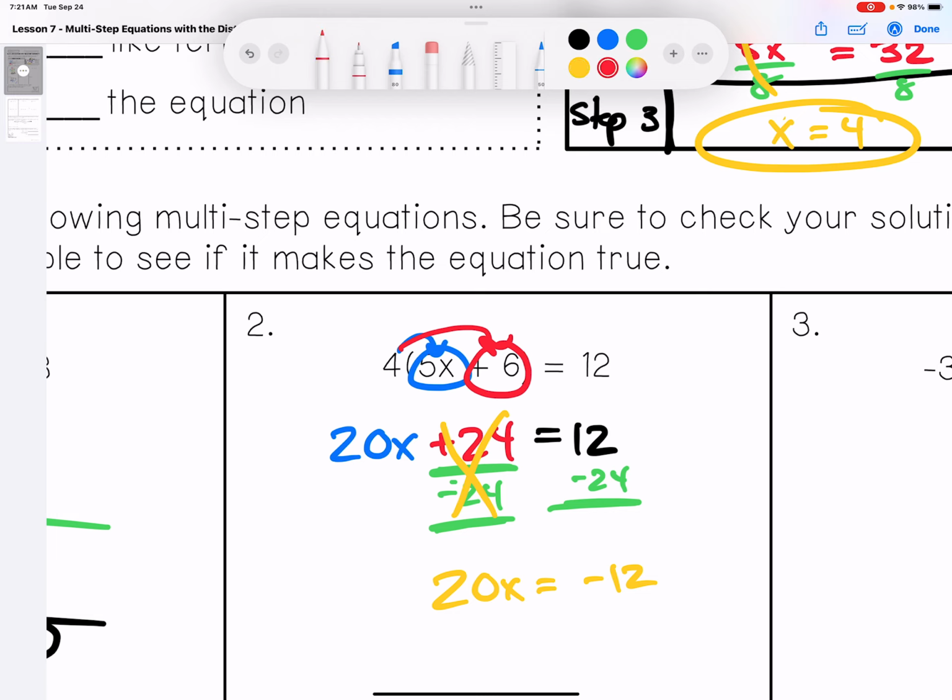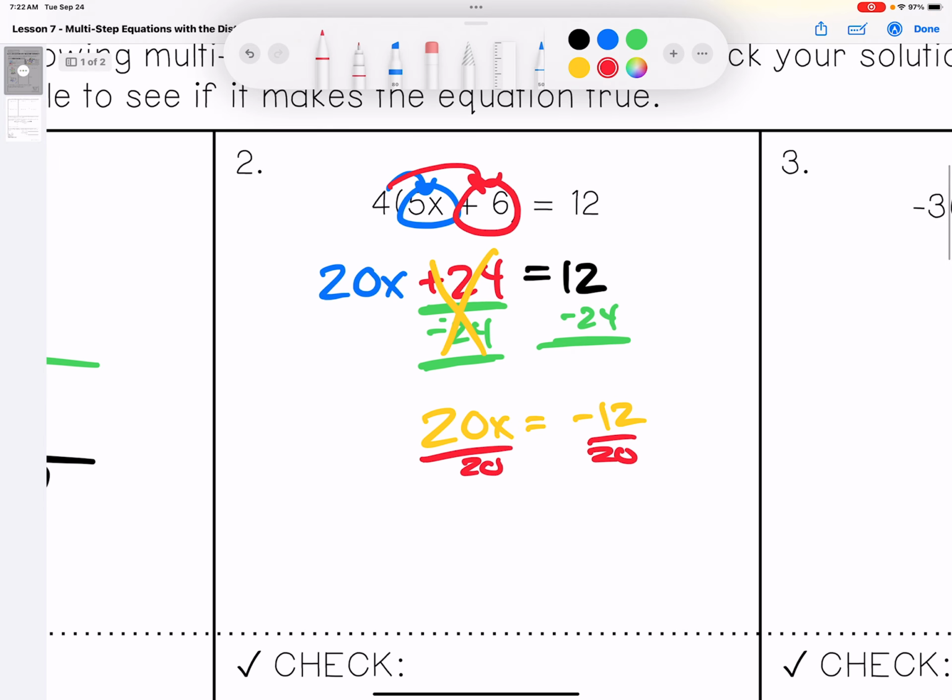Now, you divide by 20. Negative 12 don't go into 20. It does, it's just a decimal, guys. Those go away, I'm left with x, and when you enter negative 12 divided by 20 in your calculator, it's going to give you negative 0.6.